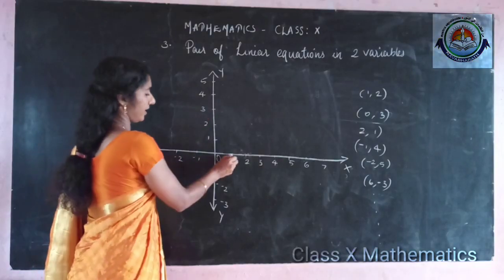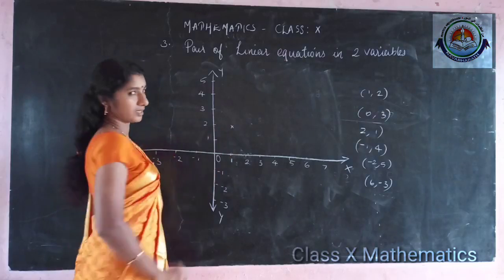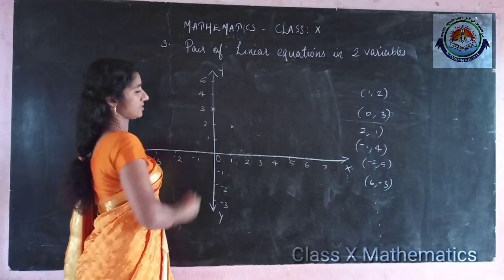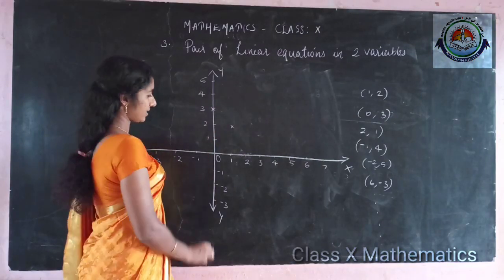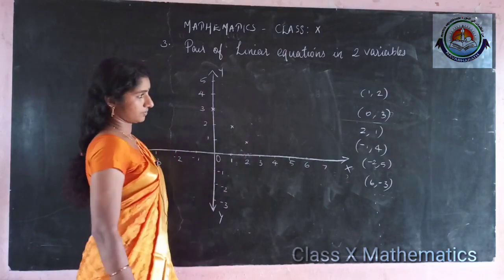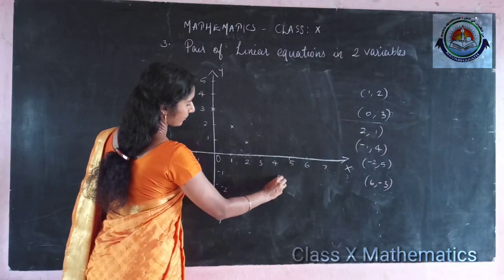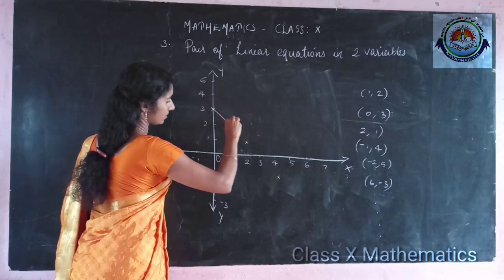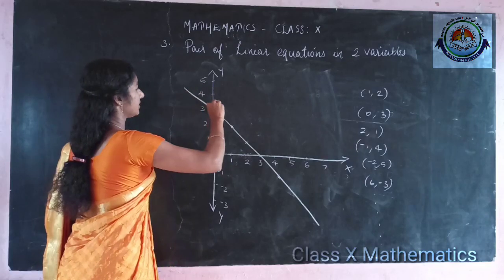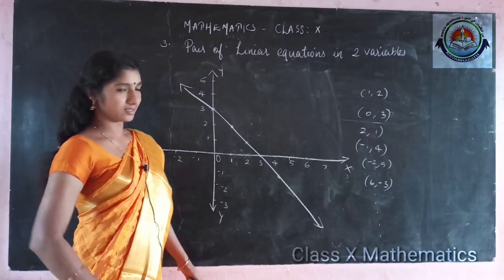First point, when x equal to 1, y equal to 2, (1, 2), we are getting one point. When x equal to 0, y equal to 3, second point. When x equal to 2, y equal to 1, (2, 1), third point. Then next, x equal to minus 1, y equal to 4, next point. So by using your scale, you are joining all these points. When joining these points, we will get a straight line.